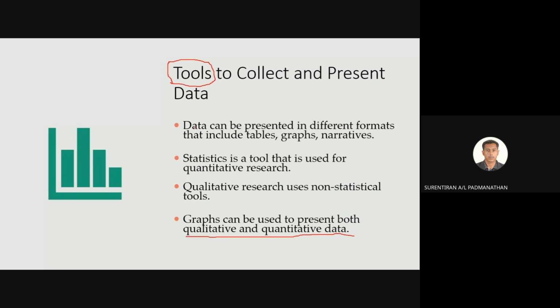So data can be presented in different formats that include tables, graphs, and narratives. Statistics is a tool that is used for quantitative research. Qualitative research uses non-statistical tools. So graphs can be used to present both qualitative and quantitative data. Usually we'll use graphs to present the data, the raw data, the results.